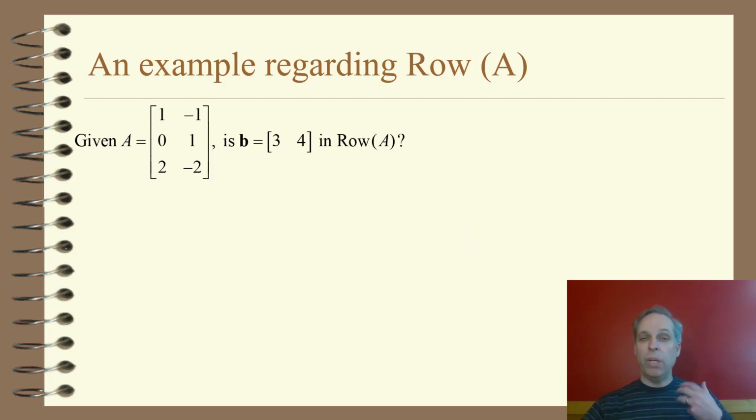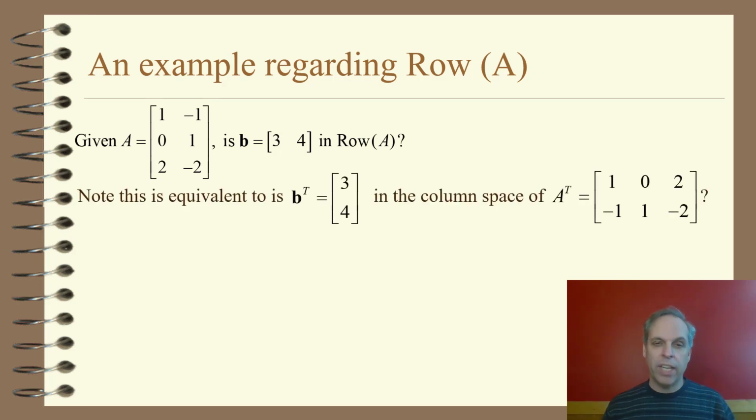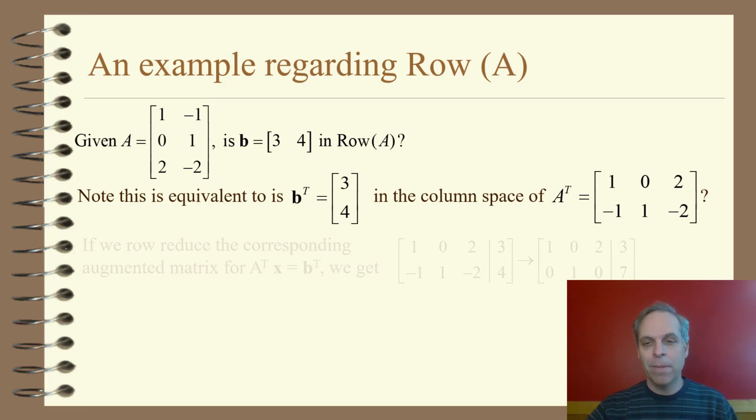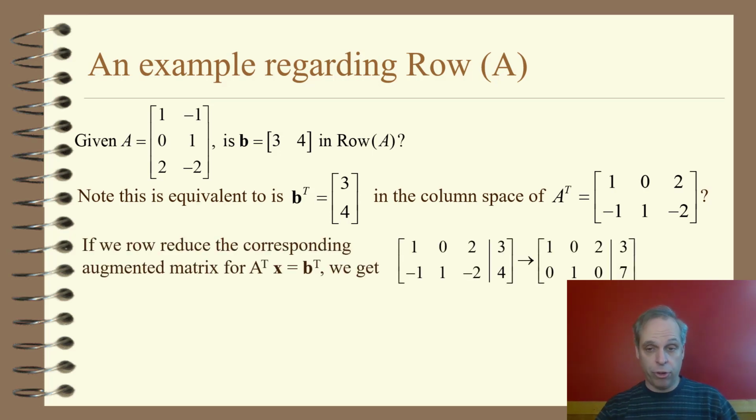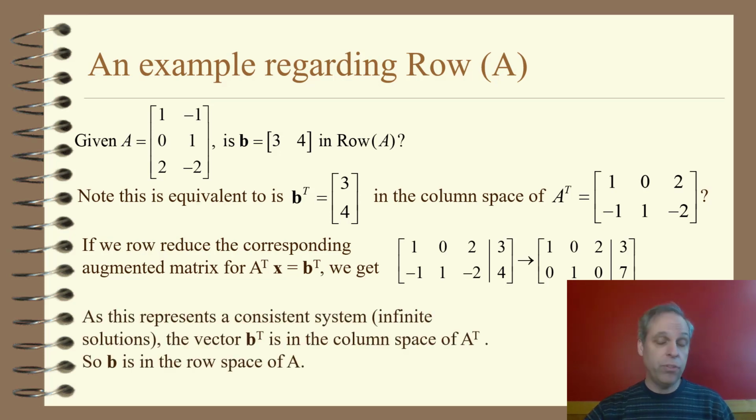You could do the same sort of thing if you wanted to determine if a row vector is in a row space. The trick is to notice that's equivalent to asking whether b transpose is in the column space of A transpose. So to answer that question, you just look at the corresponding augmented matrix and row reduce it, and notice that the system is consistent. In this case, there's no leading entry in the very last column, so the system is consistent.